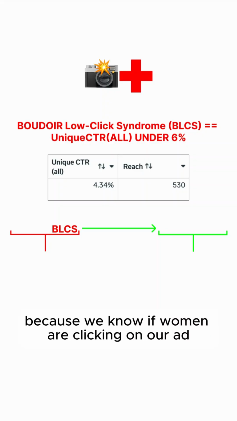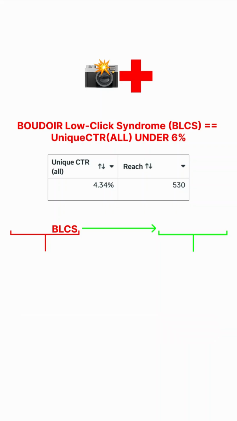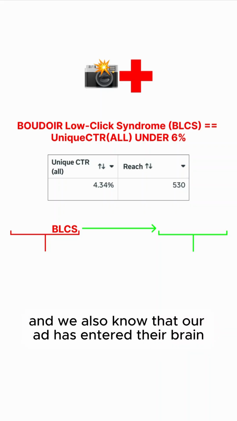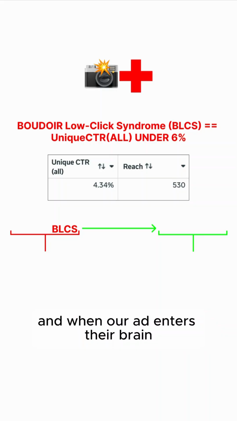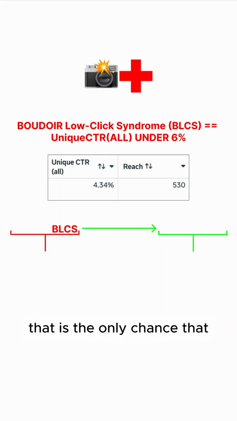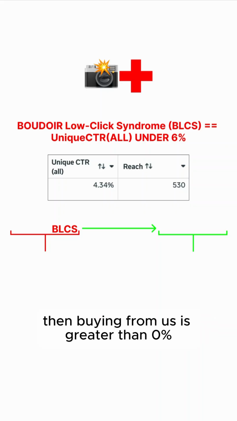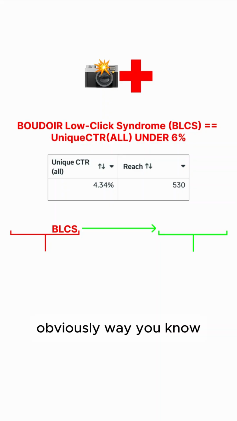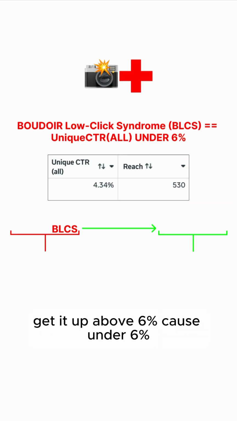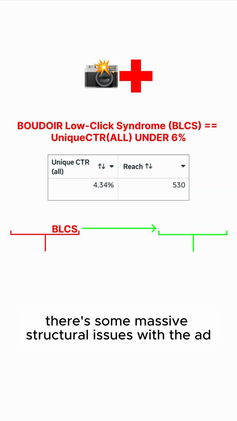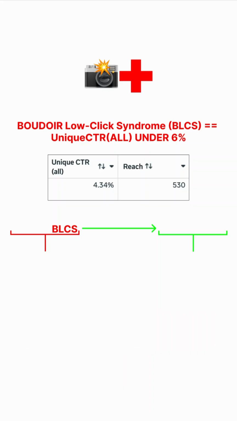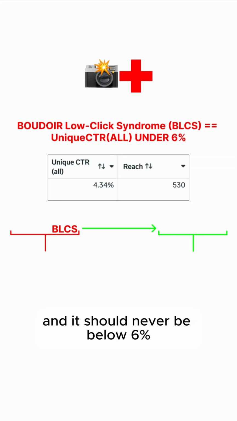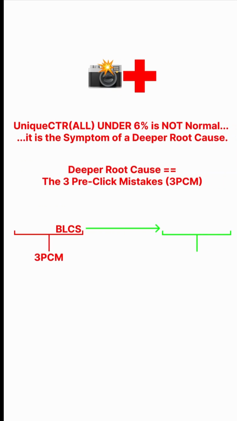Now we care about this because we know if women are clicking on our ad, then they're not scrolling by. And we also know that our ad has entered their brain. And when our ad enters their brain, that is the only chance that them buying from us is greater than 0%. So we need to get this number up as high as possible. Obviously, get it up above 6%, because under 6%, there are some massive structural issues with the ad. It should never be below 6%. 6% is like the bare minimum.